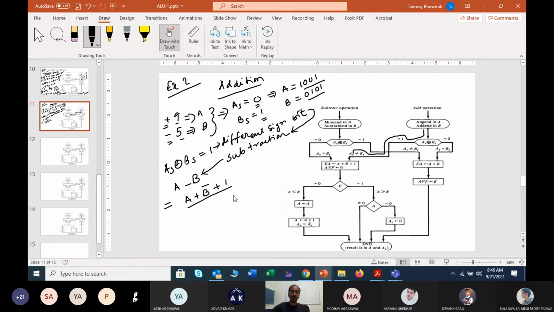So B complement will be 1010, right? And then we will add 1. So it is 1011. Now what is pending? Now we should add it with A. What was my A? It is 1001. So 1001. Now add it. What should be the result?